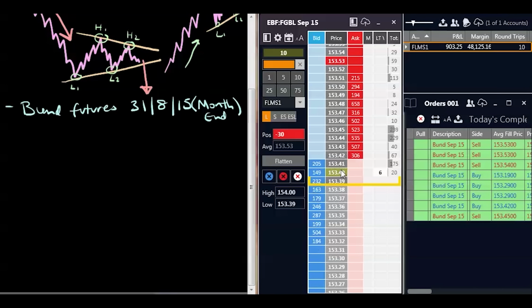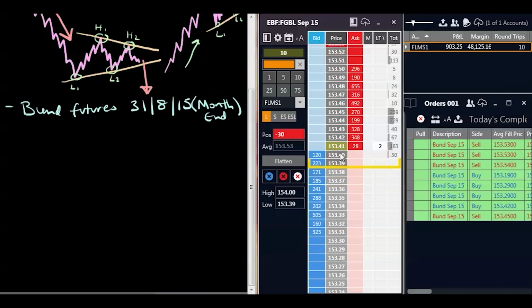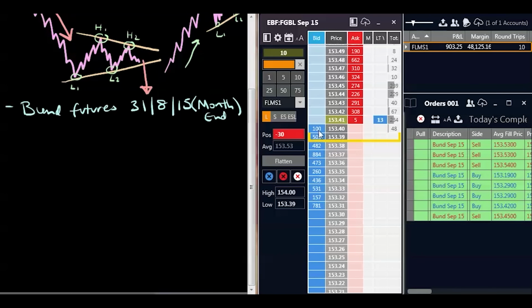Remember, just because we're on side here doesn't mean we're not willing to add more. We're seeing the volume, we're seeing the flow. If we can take these 38s as well, we're going to be looking to get involved. Now notice, we're seeing some sort of spoofing here.